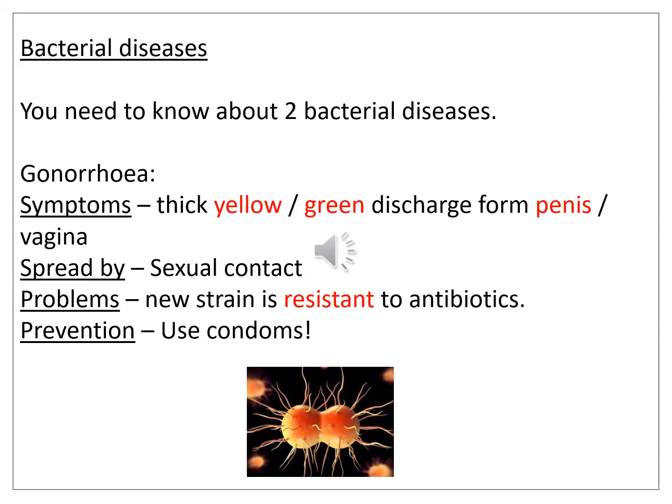The other bacterial disease you need to know about is gonorrhea. Gonorrhea is a sexually transmitted disease. The symptoms are a thick yellow-green discharge from the penis or vagina, or pain while urinating. One of the problems with gonorrhea is that many of the new strains are resistant to antibiotics. This means that antibiotics cannot be used to kill them. Instead, to prevent the catching of gonorrhea, people need to use protection such as condoms.